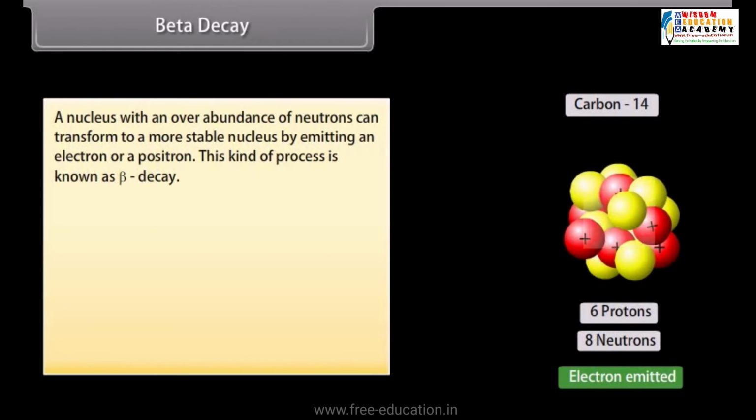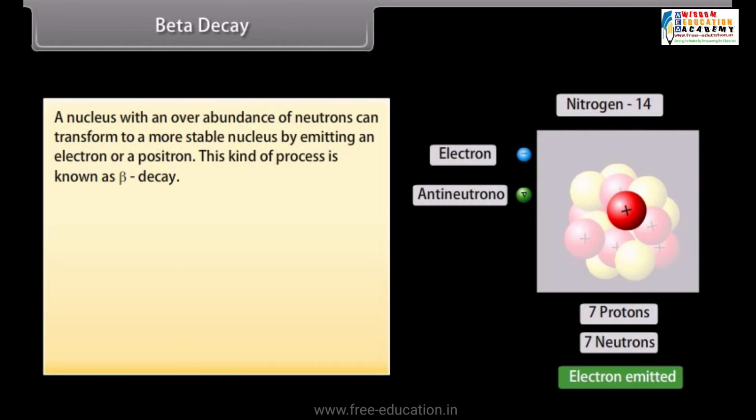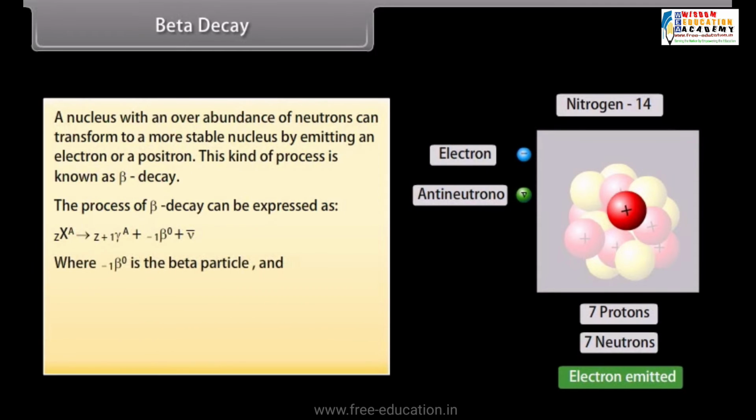Beta decay. A nucleus with an overabundance of neutrons can transform to a more stable nucleus by emitting an electron or a positron. This kind of process is known as beta decay. This process of beta decay can be expressed as follows, where the beta particle is emitted along with the antineutrino.